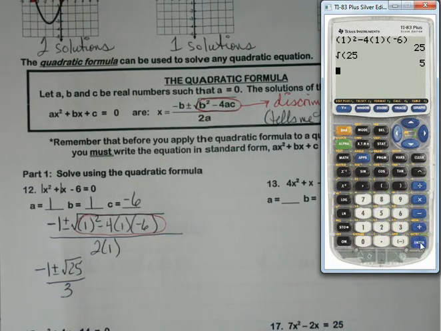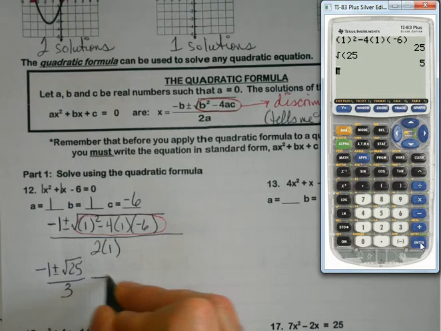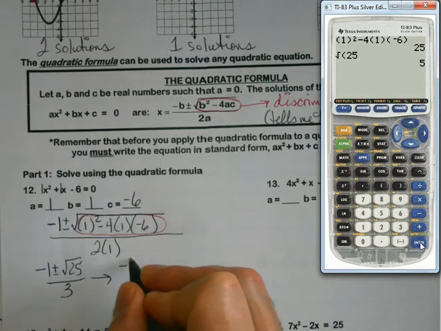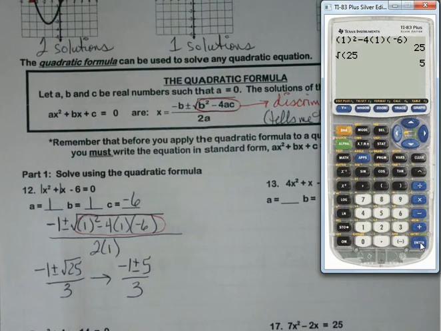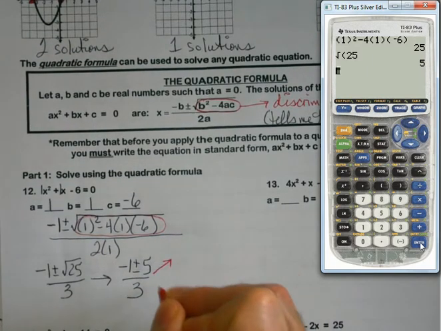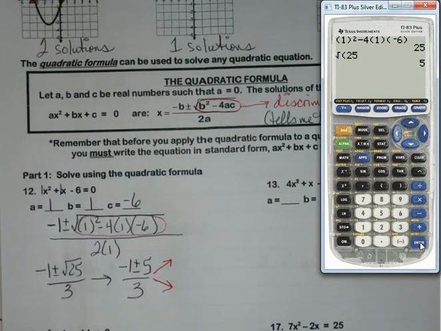So really then, once I cleaned this up, -1 plus or minus 5 over 3. And I'm not quite done. I'm almost done. I got one step to go here. It's that plus minus thing that I have to play with.